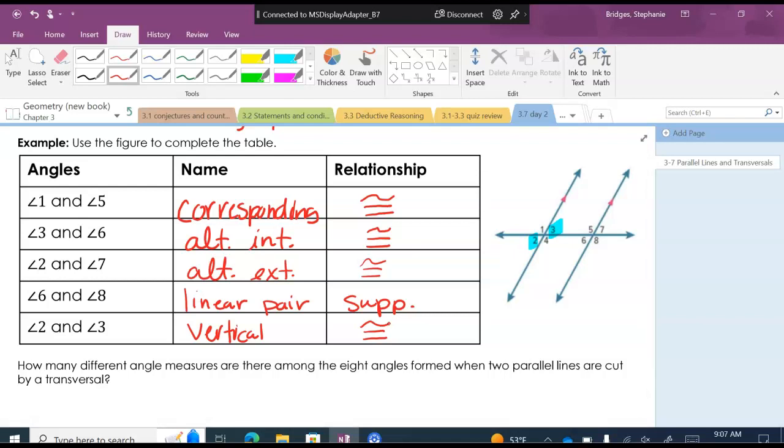All right, and then that last question, and you can use that picture right there to answer it. How many different angle measures, which we just talked about a second ago, are there among the 8 angles formed when 2 parallel lines are cut by a transversal? Think about what I just erased up here. How many different angle measures were there? In that, there were just 2, right? There are only 2 different angle measures because 1 and 5, 8 and 4 are the same. 2, 3, 6, and 7 are the same. That's only 2 different angle measures there. Anybody have any questions?